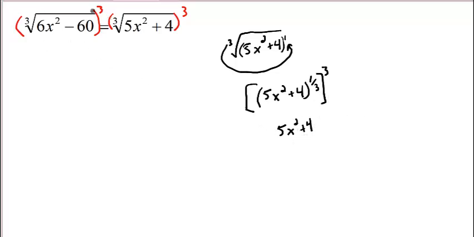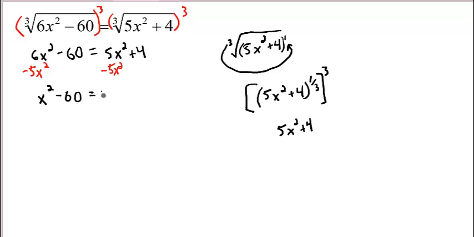So again, because we can do that over here, we could just eliminate the radicals, and I'll have 6x squared minus 60 on the left side, and then 5x squared plus 4. And we just have to solve this like a regular equation. So we want to get the x's on one side, so let's subtract 5x squared from over here, which means we subtract 5x squared from that side. We're going to be left with just x squared minus 60 equals 4.